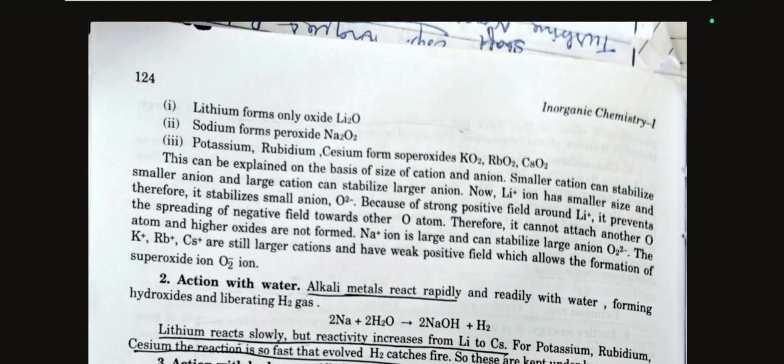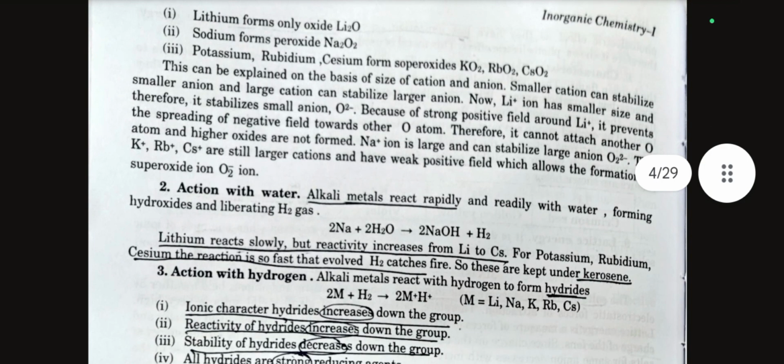This can be explained on the basis of size of cation and anion. A smaller cation can stabilize a smaller anion, and a larger cation can stabilize a larger anion. Now Li+ ion has smaller size and therefore it stabilizes the small anion O2- because of the strong positive field around Li+. It prevents the spreading of negative field towards other oxygen atoms. Therefore, it cannot attach another oxygen atom and higher oxides are not formed. Na+ ion is large and can stabilize large anions. The K+, Rb+, Cs+ are still larger cations and have weak positive fields which allow the formation of superoxide ion O2-.